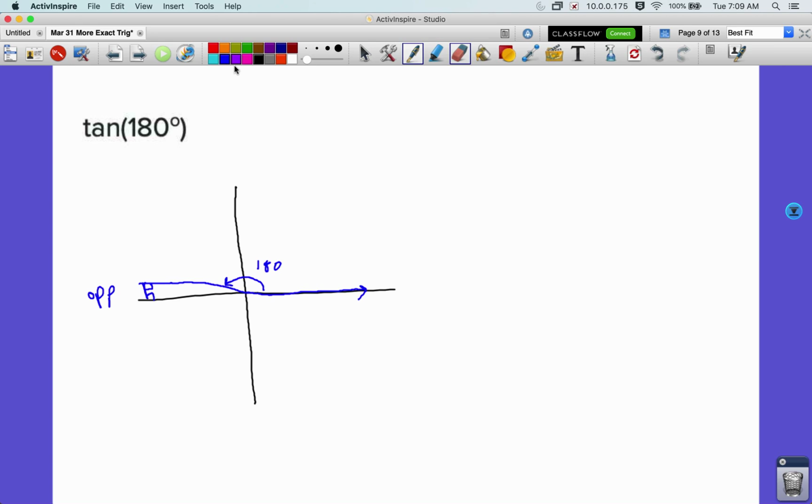Now this time that we're along the 180, all of a sudden our opposite is equal to 0 units. Our adjacent is -1 units, because again, it's measuring going this way. Hypotenuse always positive at 1. Tangent is equal to opposite over adjacent. Opposite is 0, adjacent is -1, 0 divided by -1 is 0.